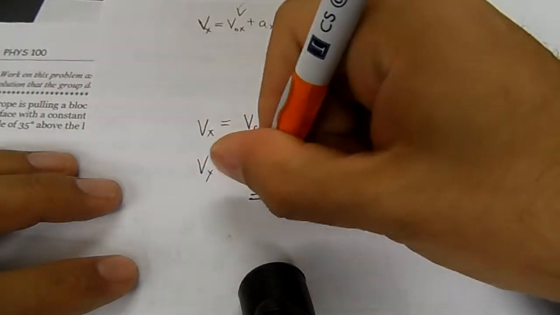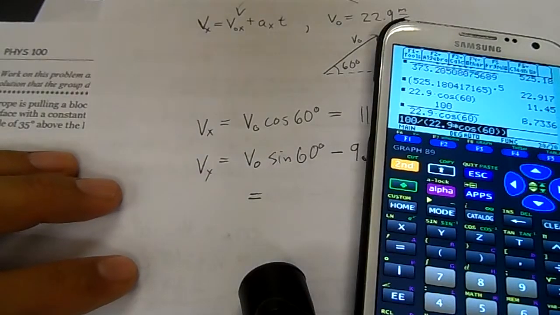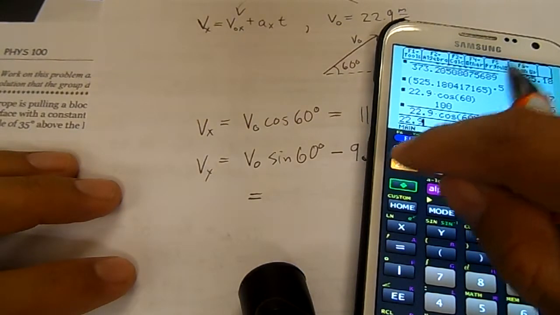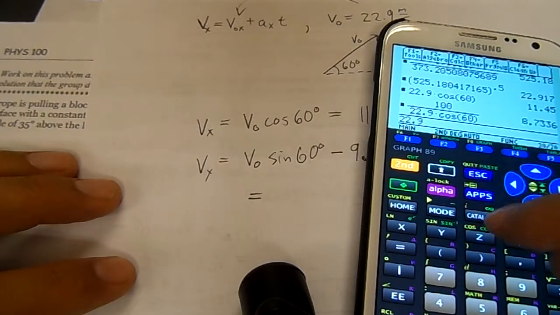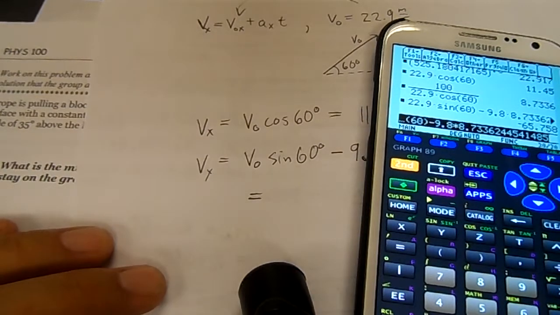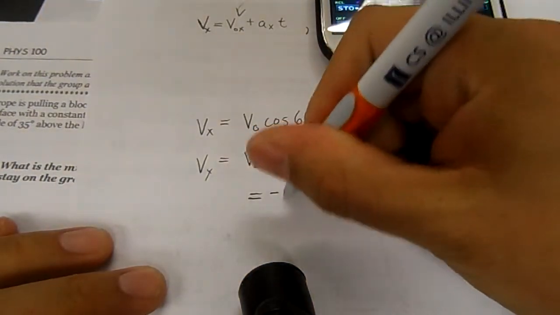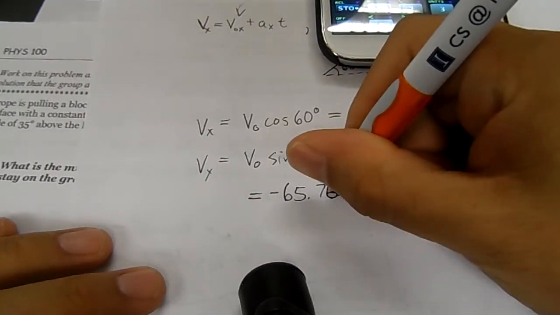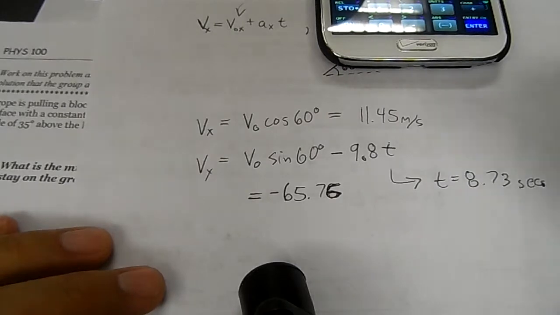So then I can calculate this to be 22.9 sine 60 minus 9.8 times the answer I just got, so negative 65.75.